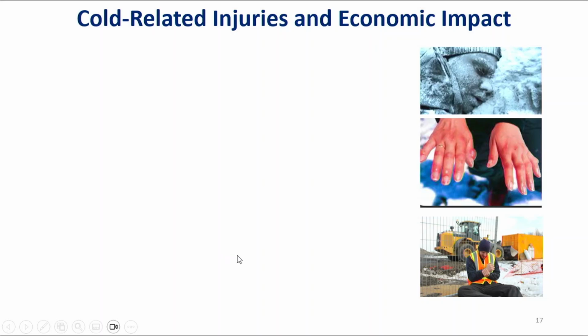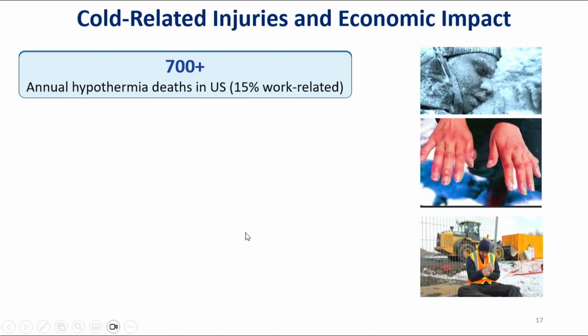Now, let us try to understand the different types of cold related injuries and their economic impacts. There are different types of injuries. You can see 700 plus annual hypothermia deaths in the US, only in the US. So, more than 700 hypothermia related deaths, of which around 15% are work related.